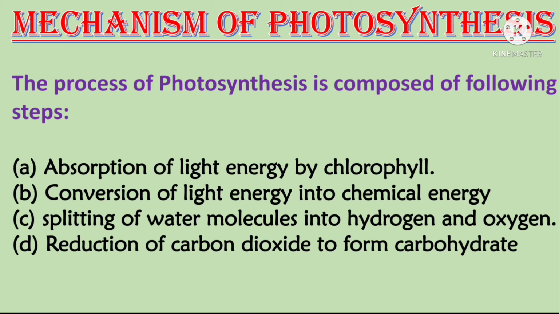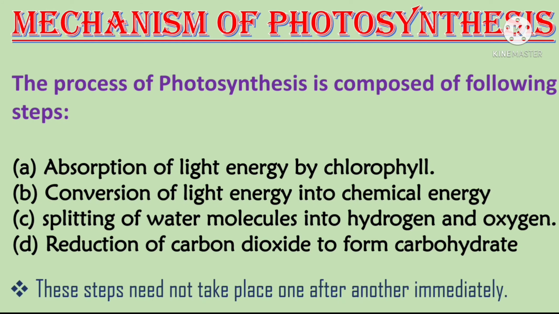And later on, there is a reduction of carbon dioxide. We all know that carbon dioxide is also absorbed and trapped in the leaf from air, right? So there is the reduction of carbon dioxide, that is, CO2 present inside the leaf is converted into carbohydrate, that is glucose, C6H12O6. My dear students, these are the basic steps that are followed, but please note that these steps need not take place one by one immediately.